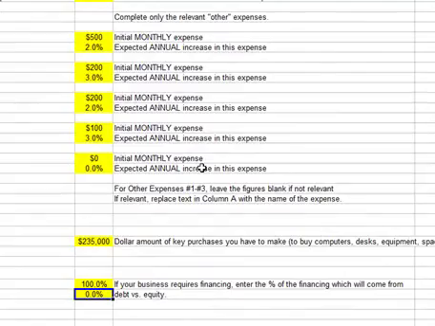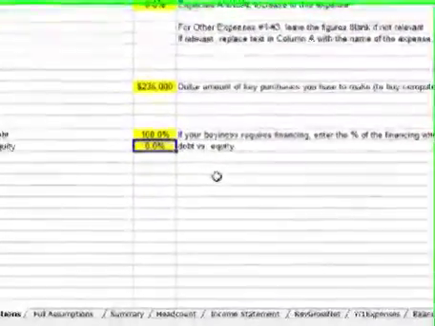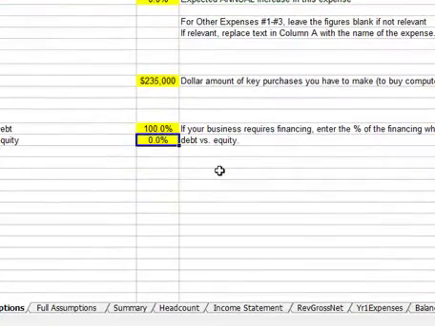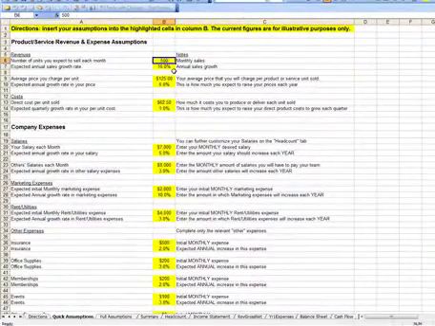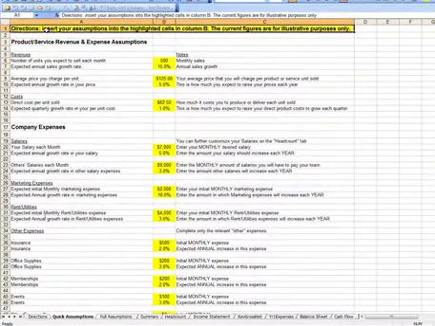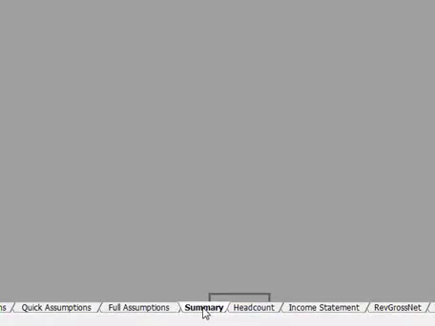So you can see that was very, very simple to do. And before I get into the full assumptions tab, where you can customize this even further, and the headcount tab, I want to show you how by just changing these numbers, you've just built your entire financial model. So let me click through. I'm going to skip full assumptions for now, to the summary.